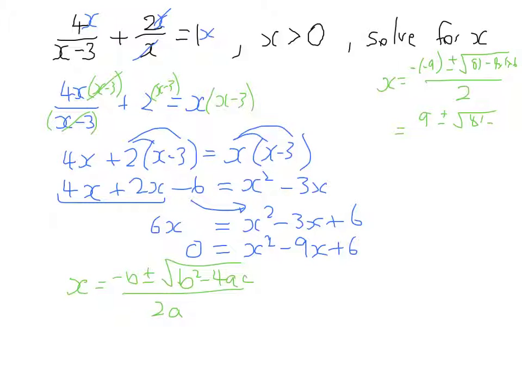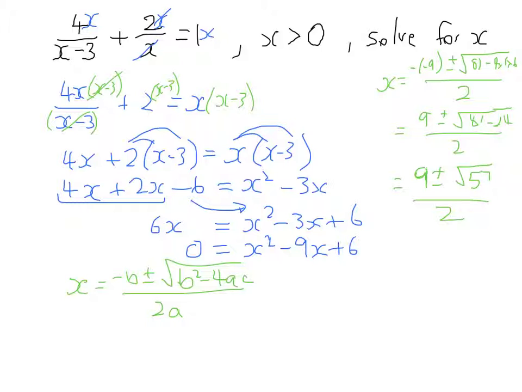24, looking a bit messy there. All over 2, which will equal 9 plus or minus 81 take away 24 is 57, so root 57 all over 2. Now we're told here that x is greater than 0, so we need to see if we need both our plus and minus. Now what I'm thinking here is root 57, is that bigger or smaller than 9?